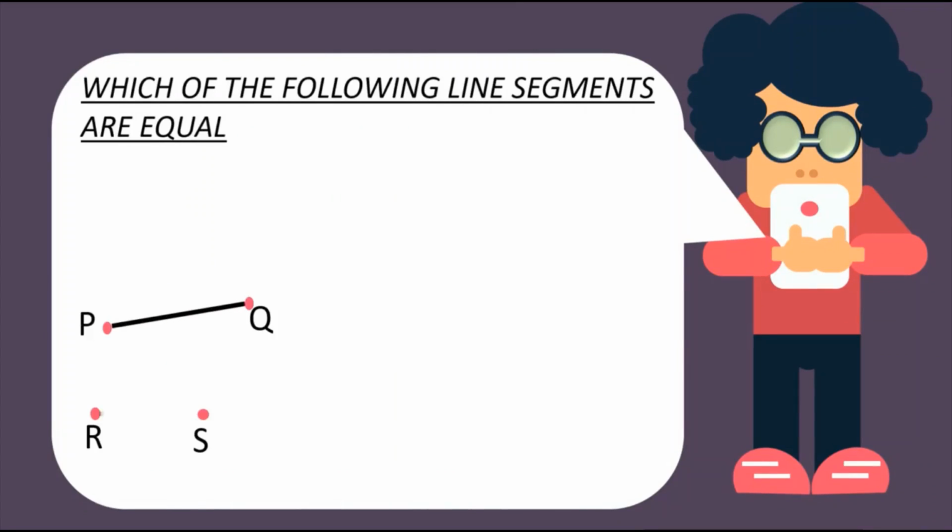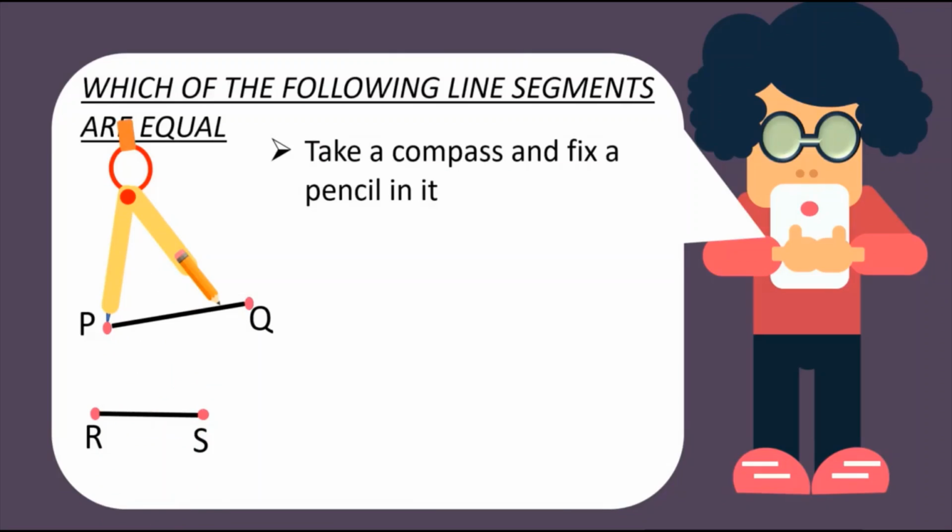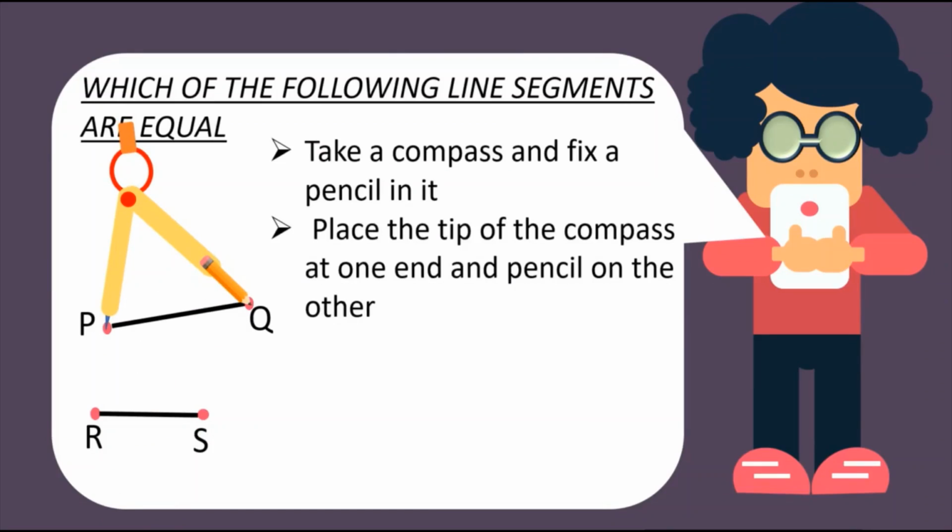Find which of the following line segments are equal. So we take a compass, we fix a pencil in it. You know how to do it. Now place the tip of the compass at one end, that is at point P, and the pencil on the other, that is at point Q.